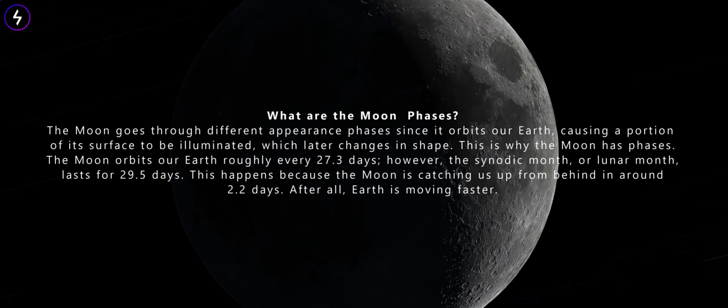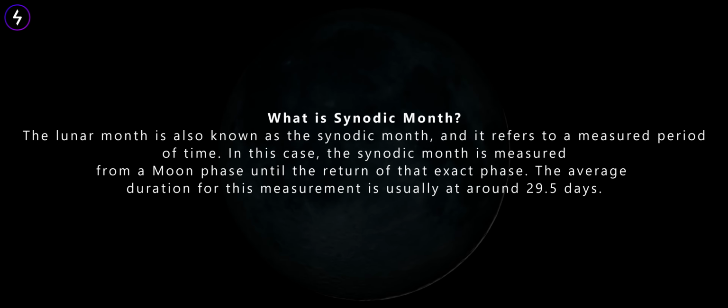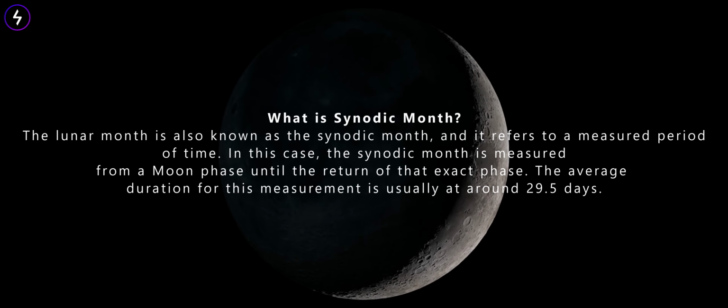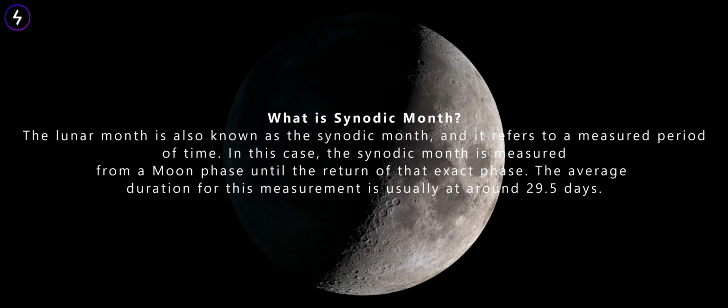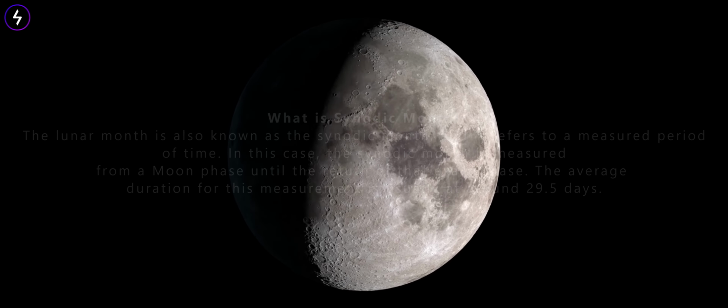What is synodic month? The lunar month is also known as the synodic month, and it refers to a measured period of time. In this case, the synodic month is measured from a moon phase until the return of that exact phase. The average duration for this measurement is usually at around 29.5 days.